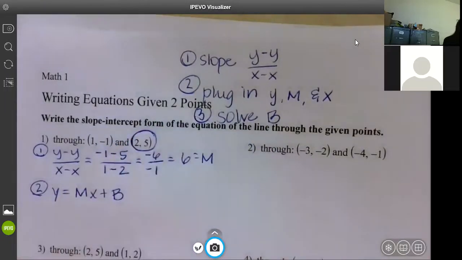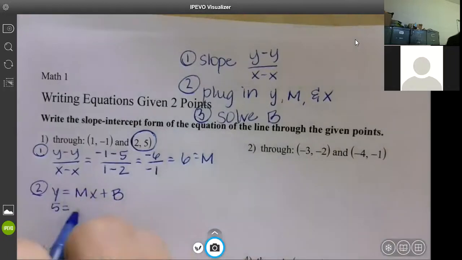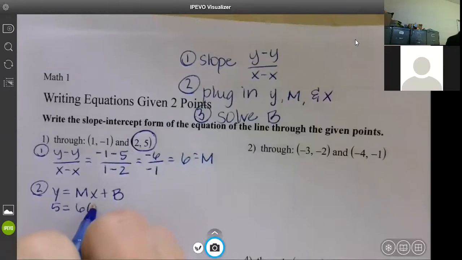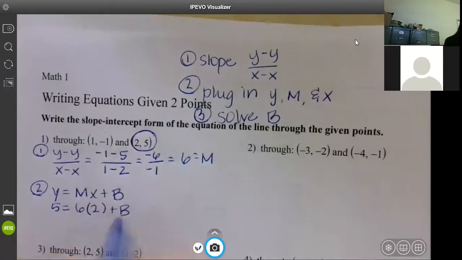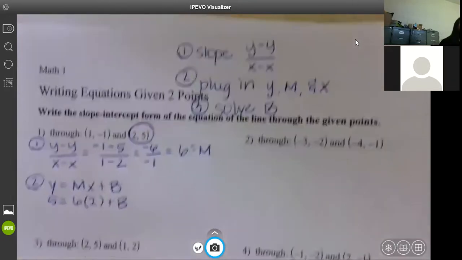So I'm looking at this one. What is my y coordinate? 5. What did I get for m? 6. What is my x coordinate? 2. And then I'm going to put plus b. This is the same step. Right here is where you'll start today. We're going to solve for b.